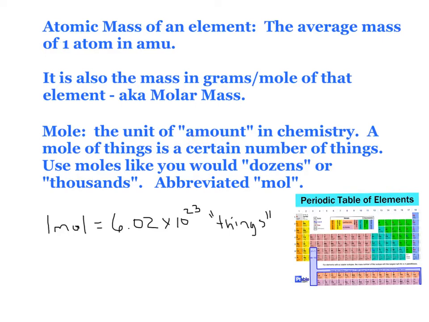A mole of things is a certain number of things. Use moles like you would use the word dozen or thousands. It's abbreviated mol. And the number that goes along with 1 mole is 6.02 times 10 to the 23rd things. These things are usually atoms, molecules, ions, electrons, anything that we usually talk about. So it could be anything, 6.02 times 10 to the 23rd.